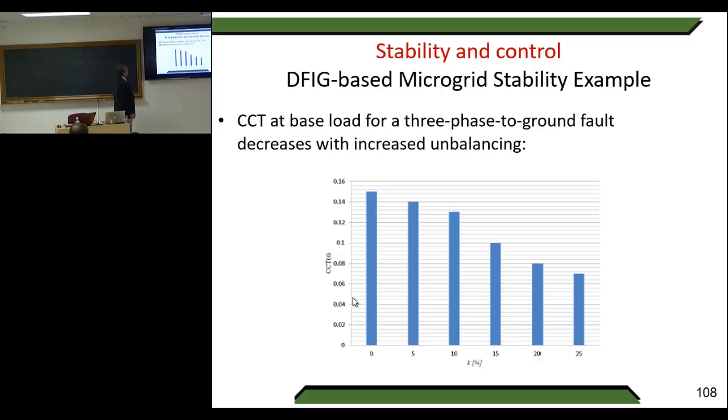Again, in this case, the CCT at base load for a three-phase to ground fault decreases with the increase of unbalancing. So again, unbalancing is a key message for microgrids. Normally not too easy to cover in a first view.